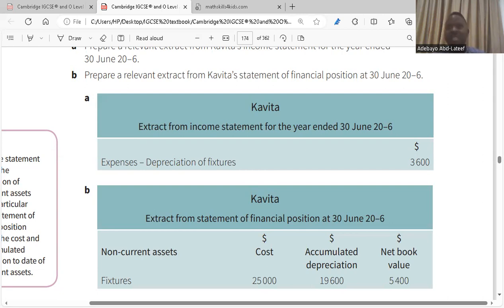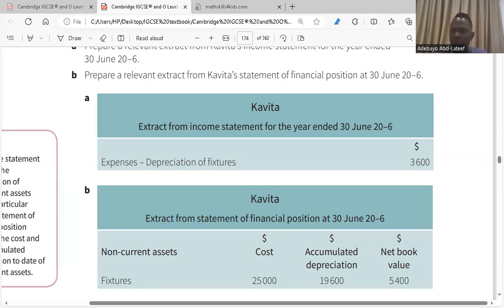Is it not provision for depreciation minus assets? Yes. Okay. How do you get our provision for depreciation? We have 3,600 minus 25,000. Yes, that's our accumulated depreciation, and that is what you take away from the cost to get your net book value. But if you minus 25,000 from the 1,600, it should not be 19,600. How is it? 25 minus 3,600. It's not 19,600. Are you sure? Yes, it's 25,000 minus 3,600.